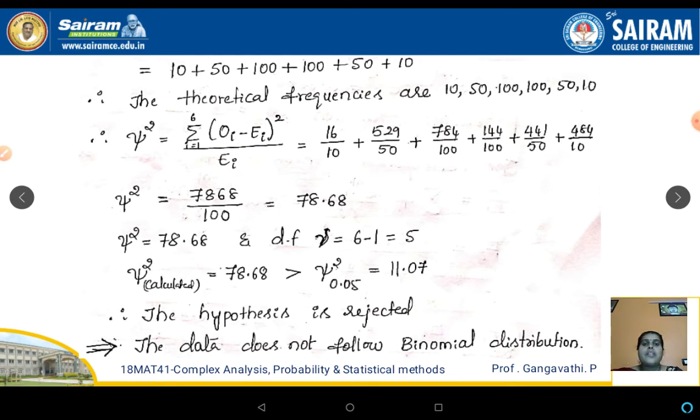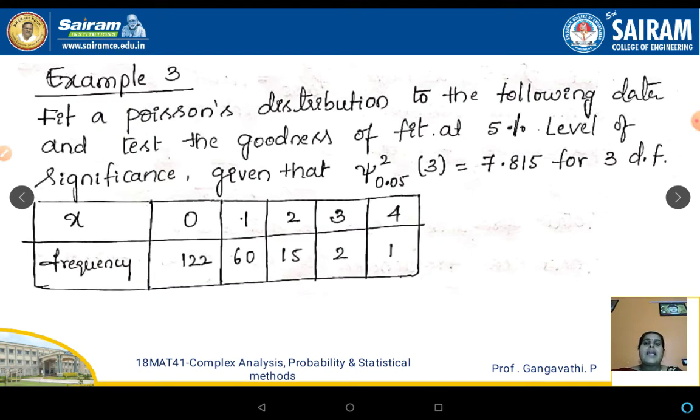So H0 was whether it follows the binomial distribution. H0 is rejected. Therefore, the data will not follow the binomial distribution. So that is the conclusion from this problem, and this is how we have to work out the problem using the chi-square distribution table. So let us see another example.